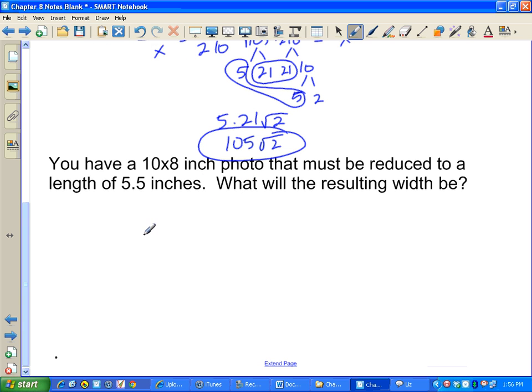Alright, here's a practical application for this. You have a 10 by 8 inch photo that must be reduced to a length of 5.5 inches. Length, width. What will the resulting width be? Well, in order to keep the photo from stretching out, because I don't want our faces to get all stretched out, let me show you what I mean.